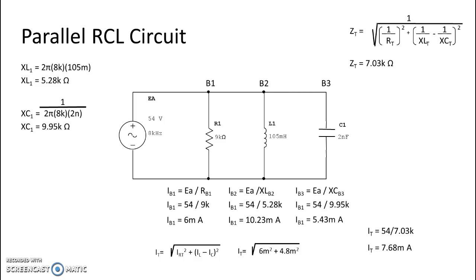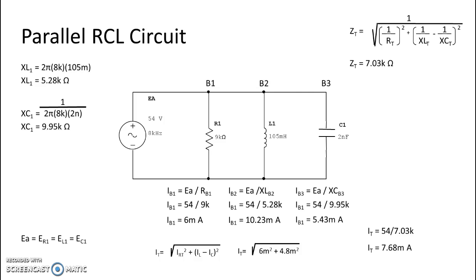Now, of course, in this particular case, all the voltages are going to be just the same. We are going to have 54 volts on R1, 54 volts on L1, and 54 volts on C1. And that, of course, is because voltage is constant in a parallel circuit. Each one of these branches only has one component, so you will see the applied voltage on that single component in the branch. Alright, and that is it for parallel RCL circuit calculations.